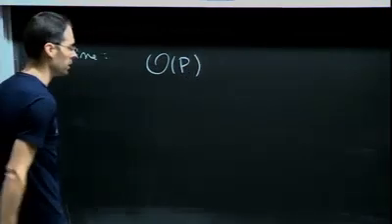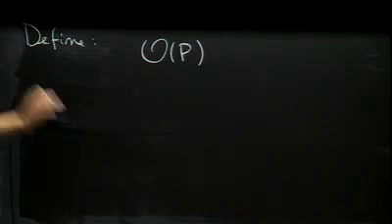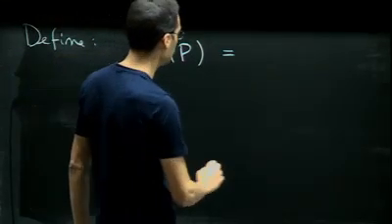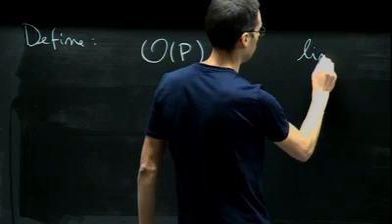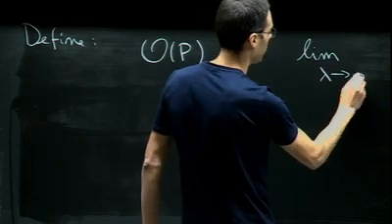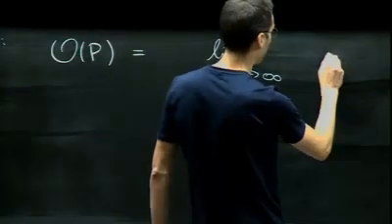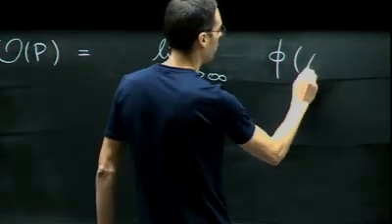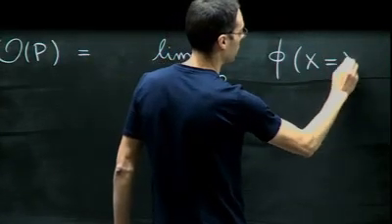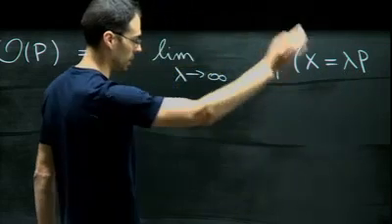So more precisely, I introduce the following operator. It will be a function of a point P, which is a null vector, so it's a point in the boundary of AdS. And this operator will be defined by the limit, when lambda goes to infinity, of the field phi computed at the point x equals lambda p. Okay, so it goes in that direction.